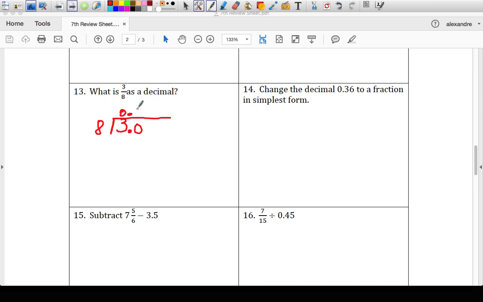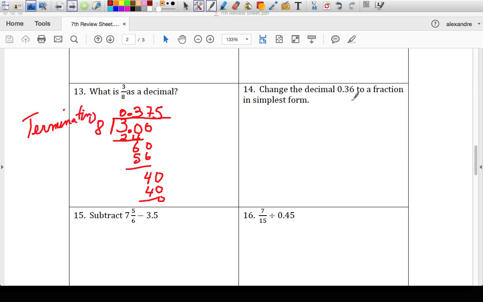Can 8 go into 30 now? 3 times 8 is 24, subtract, you get 6. Bring the 0 down. It's 7, 56, subtract, you get 4. Bring another 0 down. It's going to be 5. So 0.375, which is a terminating decimal. Don't forget, this is a terminating decimal.